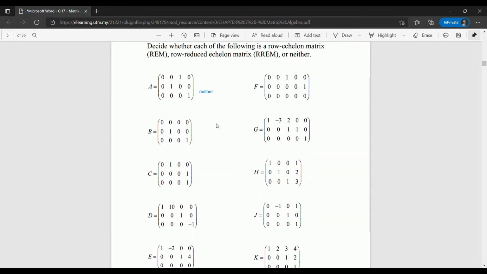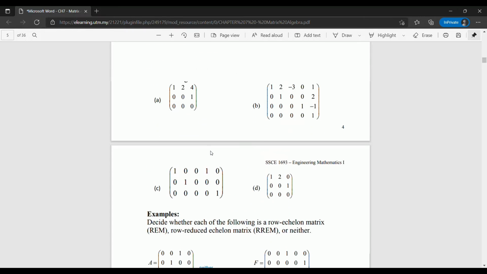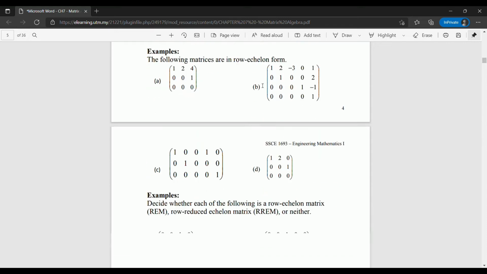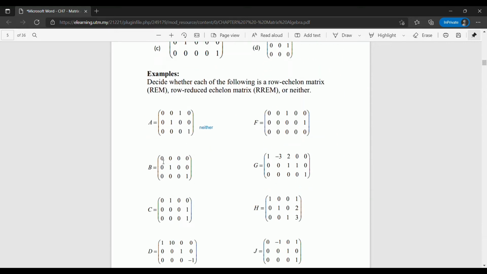Then we look at matrix B. This one is not a REM as well, as you can see that the row consisting of all zero entries is located at the uppermost row in the matrix. The property says that if there are any rows that consist entirely of zeros, they are grouped together at the bottom of the matrix. Since it is located at the uppermost part, it can't be REM. So this one is neither REM nor RREM.